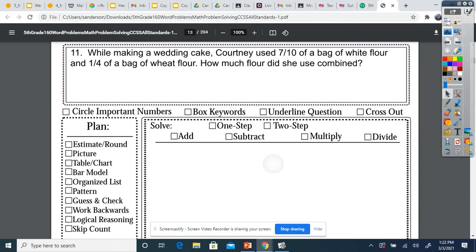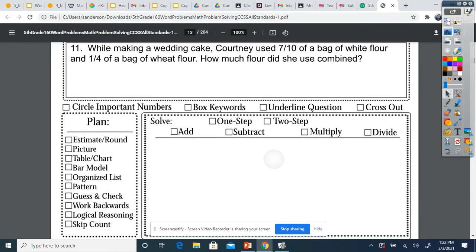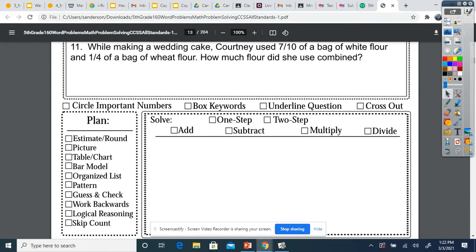This is another adding one. We'll do this one. While making a wedding cake, Courtney used 7/10 of a bag of white flour and 1/4 of a bag of wheat flour. How much flour did she use combined? So we know we're going to add. So we have 7/10 plus 1/4.